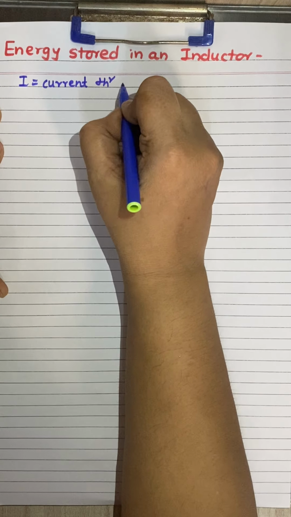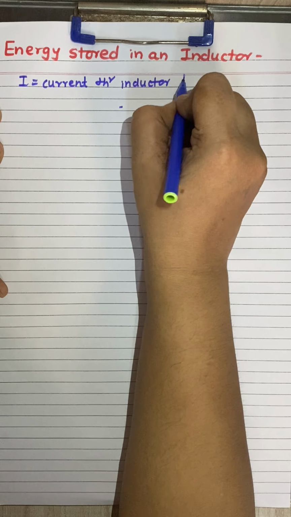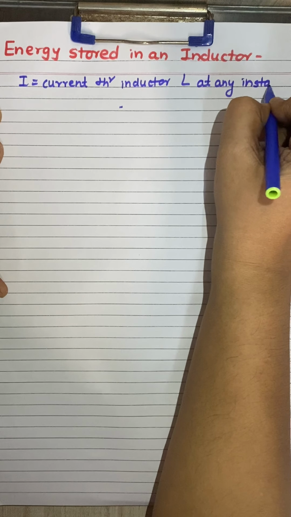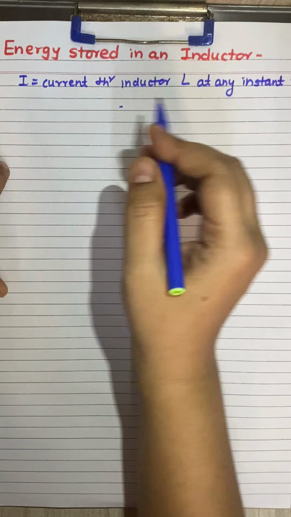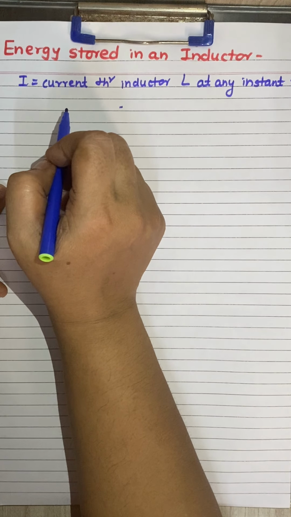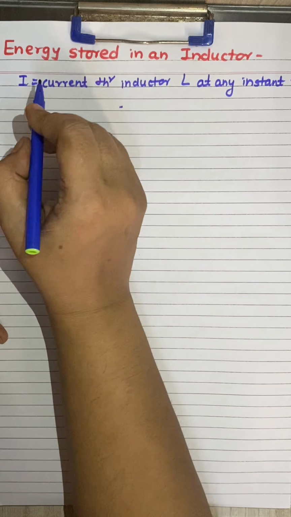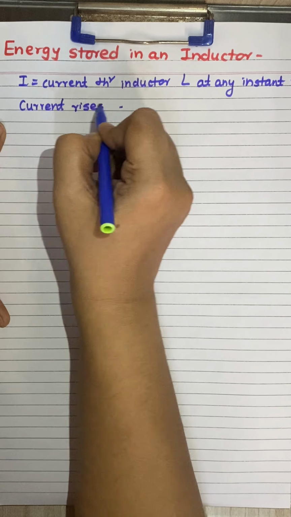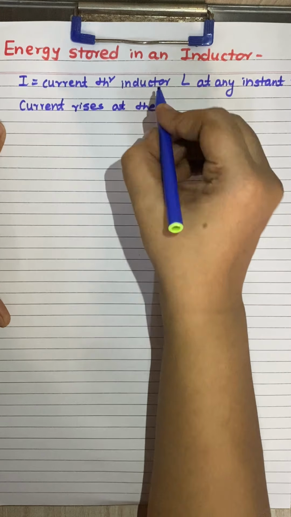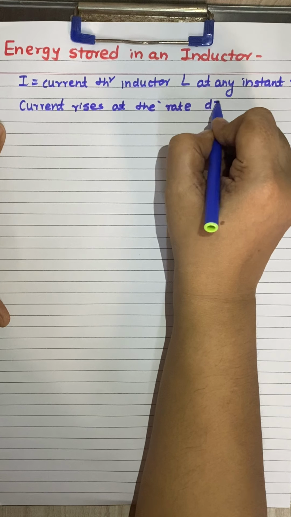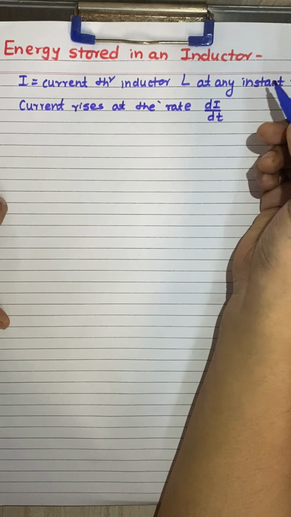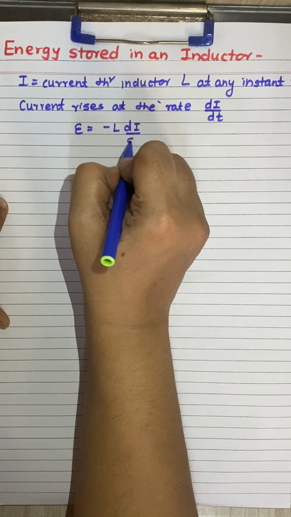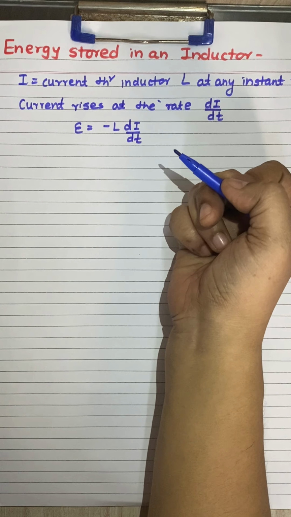Current through inductor L at any instant of time t. Now we know that when the current rises with respect to time t, the current rises at the rate di by dt. Therefore, the induced EMF we have found out is minus L di by dt. This is our basic expression for the inductance, isn't it?